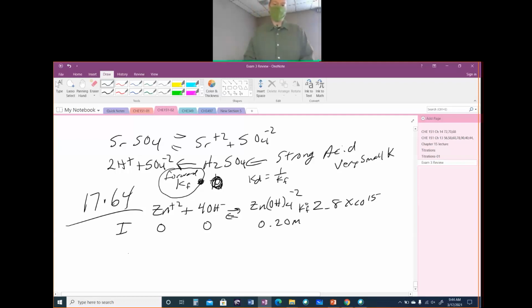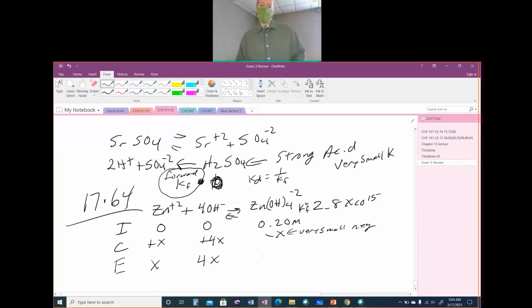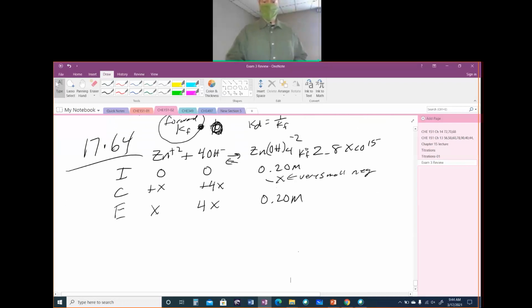I'm going to leave it as written. The KFs are large. I'm going to write it as a KF, and I'm going to do the problem as a KF. All right, so you can't have zeros at equilibrium. So this is minus x, and this is a very small number, so you're going to neglect that. So you got your plus 4x, and you got your plus x. So at equilibrium, we have x, we have 4x, and we have 0.20 molar minus x that we are going to neglect. And now we are just going to solve for x.